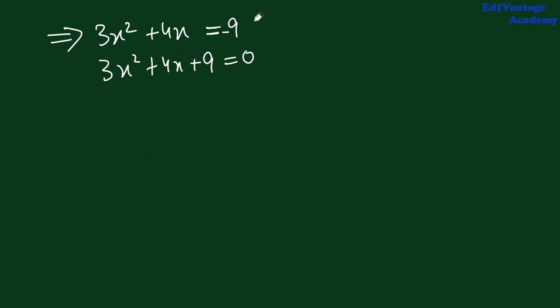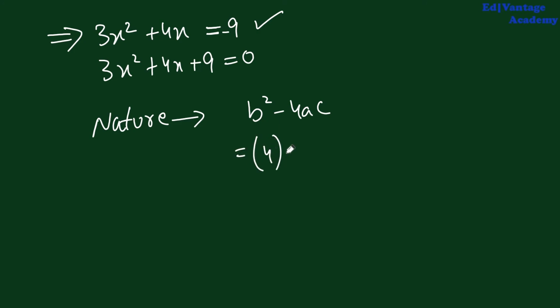So let us assume this is our question and we have to find nature of roots. We don't have to find roots. Suppose they asked us to find the nature of roots. Nature of roots means whether the roots are real, unequal, or imaginary. So to find nature of roots, we know we have to use b square minus 4ac. And here what is b? b is 4, a is 3, c is positive 9. So this is b square minus 4ac.